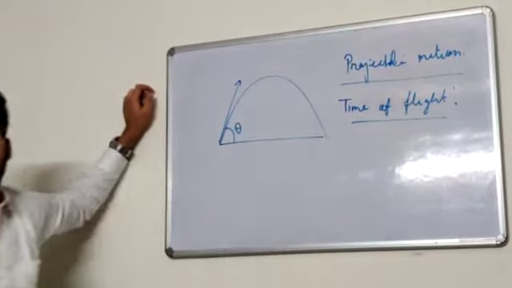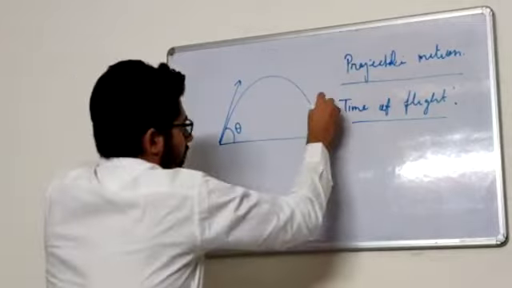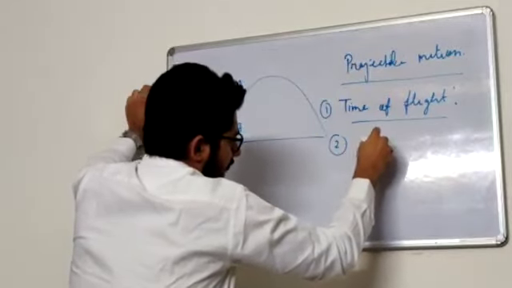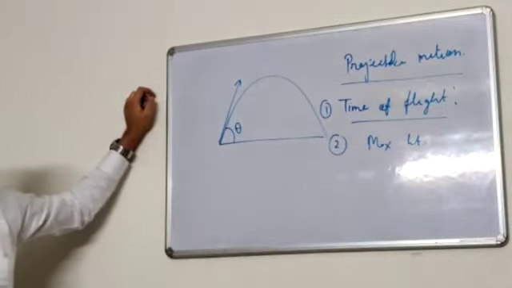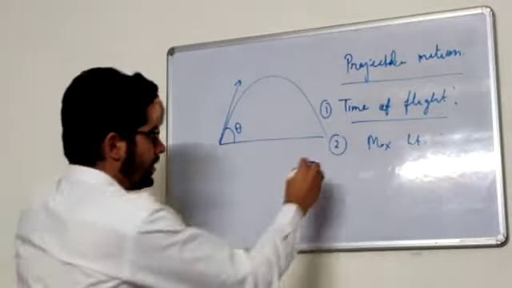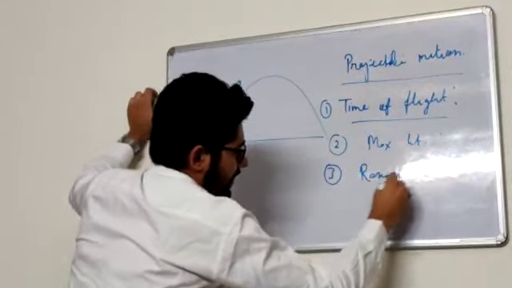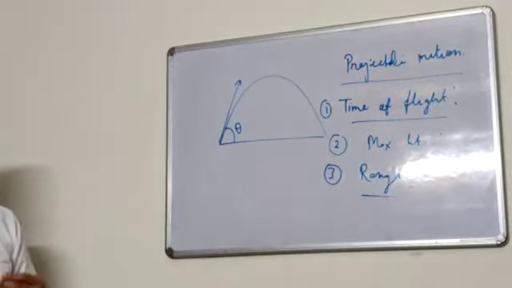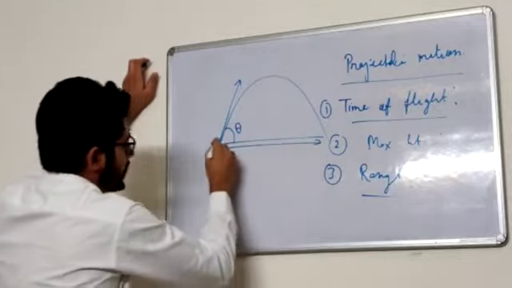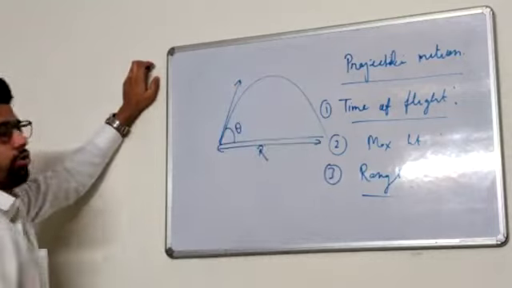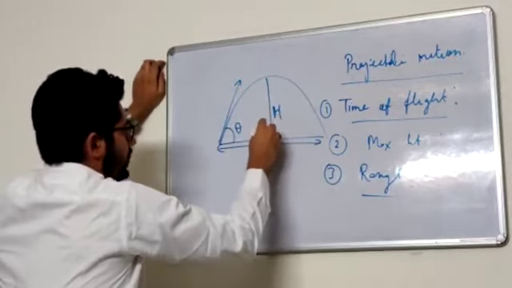Basically the time in which the particle has been in the air. Second, maximum height achieved by the particle. Maximum height which is achieved by the particle. And third, range. So basically the horizontal length which is covered by the particle in the time of flight. So basically this is the range of the particle. Okay, and this is the maximum height of the particle.